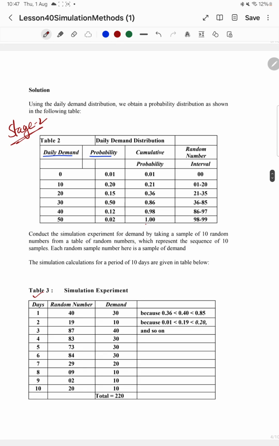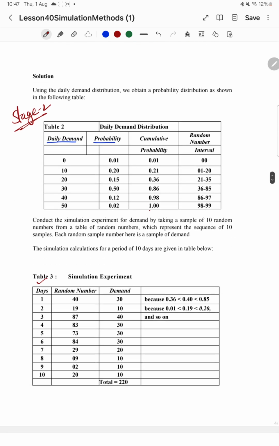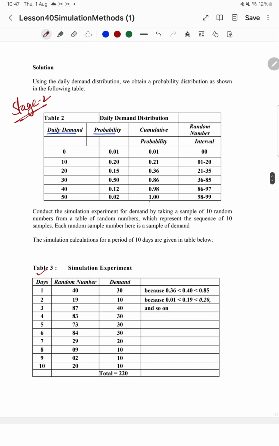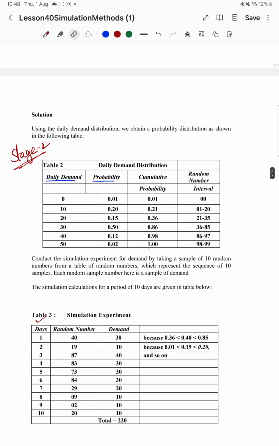See, random numbers not only from here we can take. We can take random numbers in general from the random number sheet, and if you want, that random number sheet is available on Google, you can download it. So for 10 days random numbers were taken here. See, no need to take exactly these, you can take any 10 random numbers from the chart. Okay, now we have to go for the experiment.